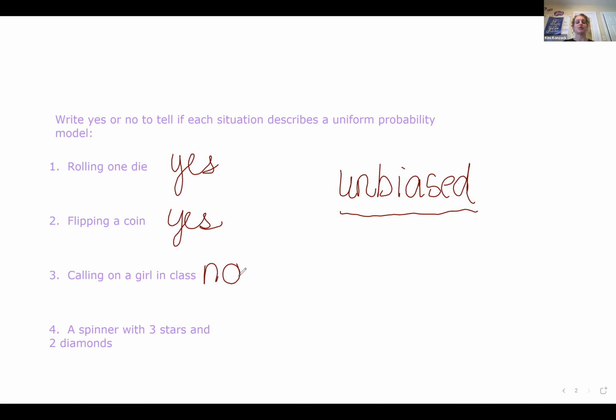And then a spinner with 3 stars and 2 diamonds. So is the probability of stars going to be equal to the probability of diamonds? No. Okay, very good. Awesome. Okay, so now let's look at non-uniform probability.